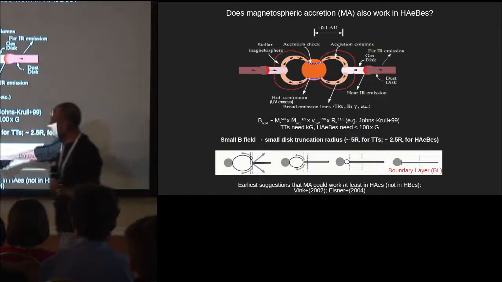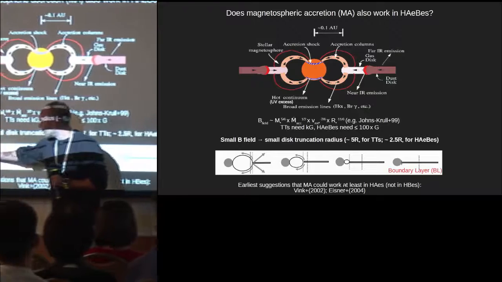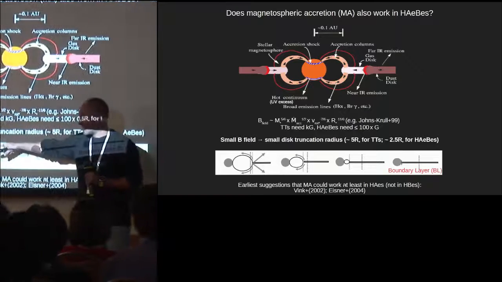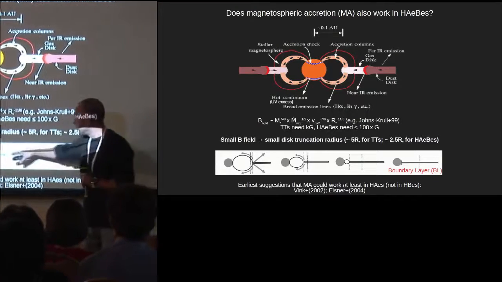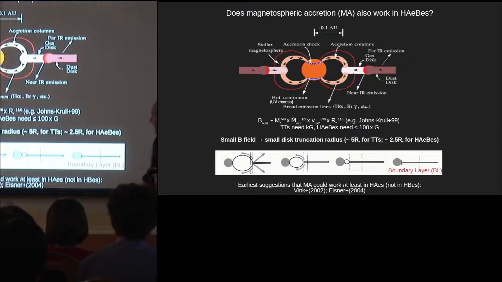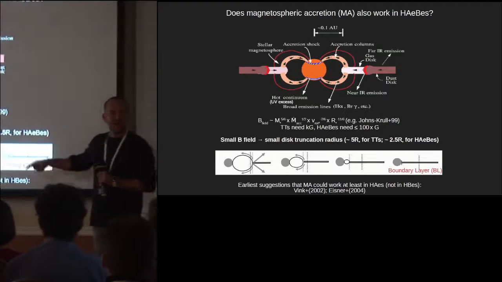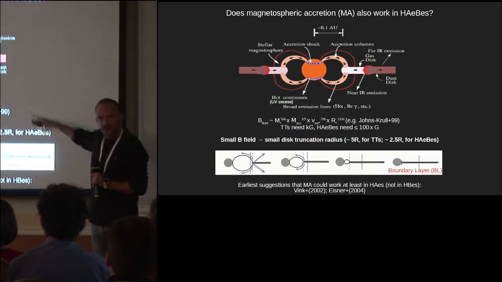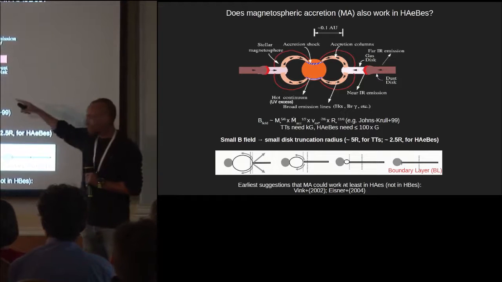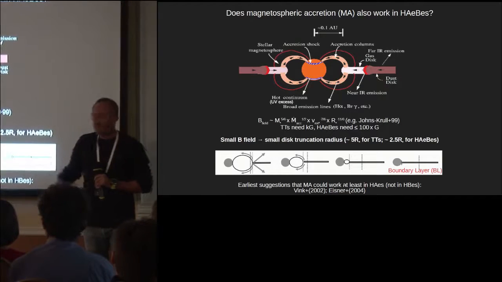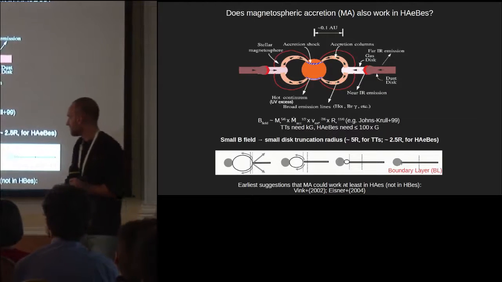So this is the scheme. For a large magnetic field, we have a large magnetosphere, and as the magnetic field decreases, the magnetosphere decreases as well. And eventually, if we have no magnetic field at all, then we change the mode. We pass from magnetospheric accretion to direct boundary layer accretion.